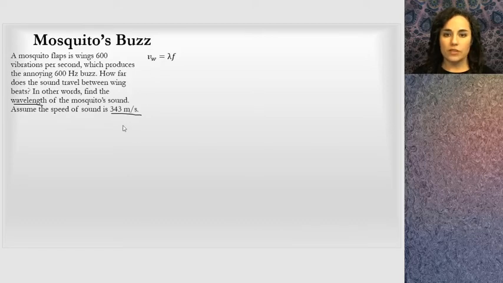So they give us the velocity of the wave. The speed of the sound is the velocity of the wave. We're asked to find the wavelength, and we're given the frequency. Remember, frequency is given in hertz. So the wavelength is going to be the velocity of the wave divided by the frequency. So I will take the 343 meters per second, divide by the frequency, which is 600 cycles per second, and I'm left with meters overall.